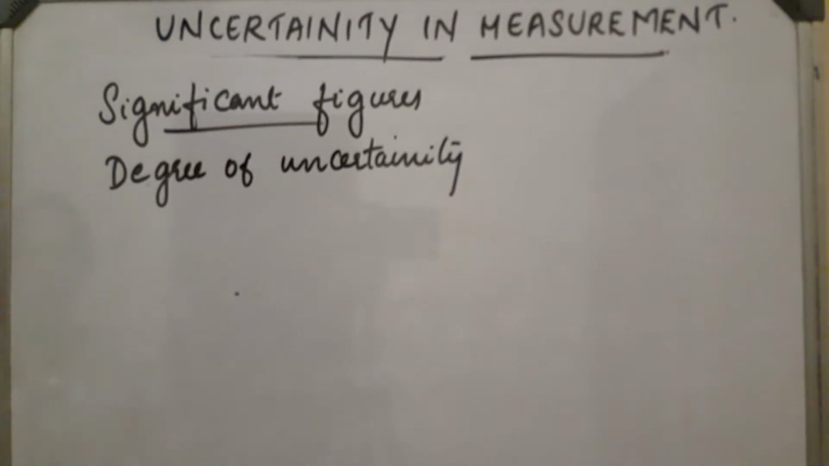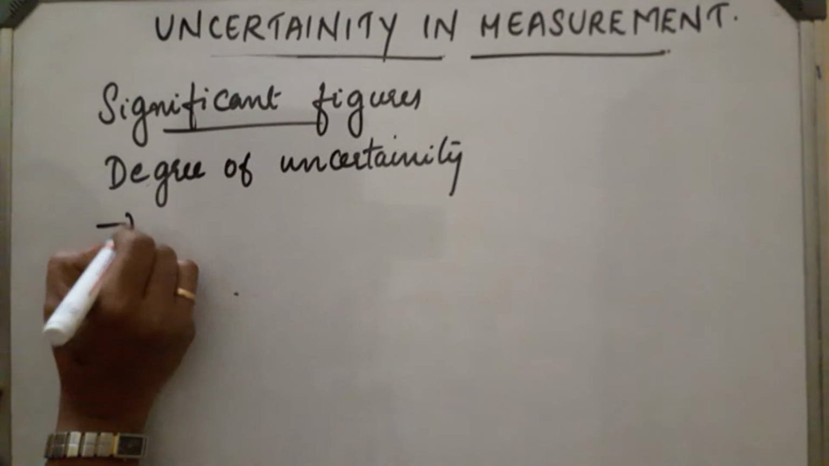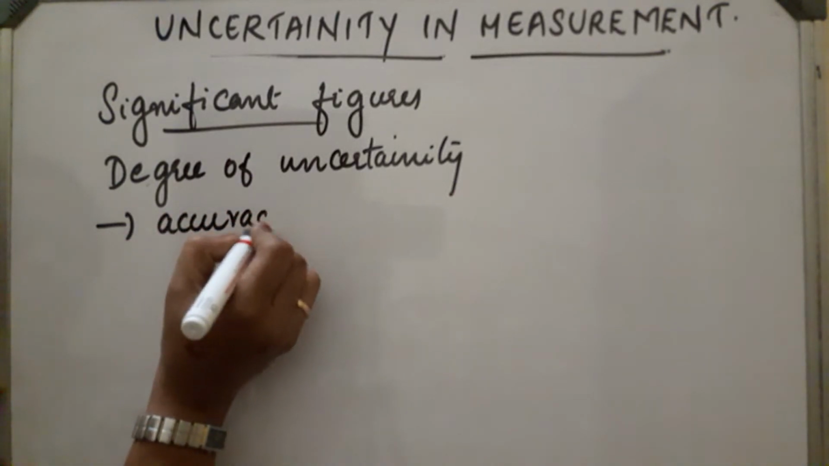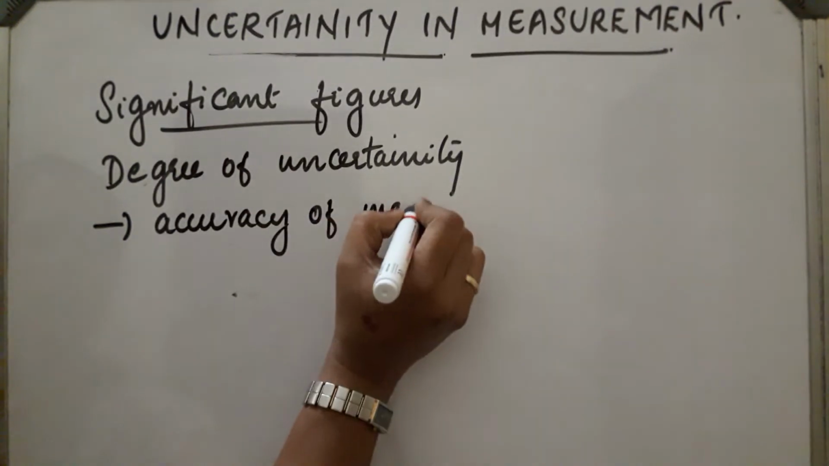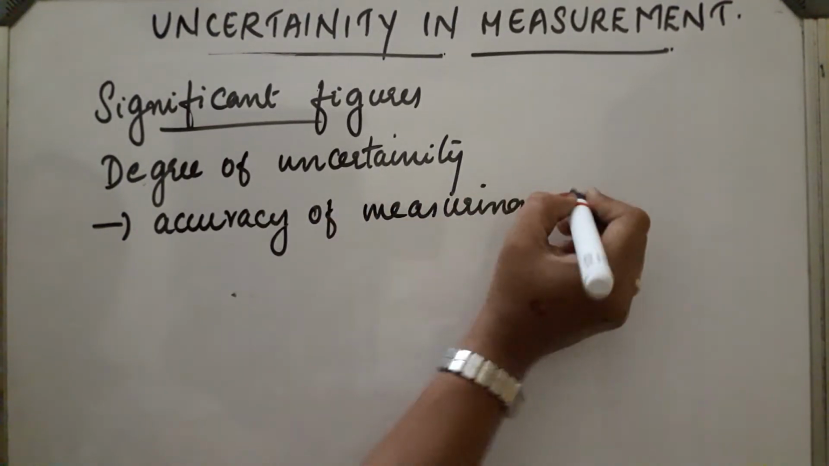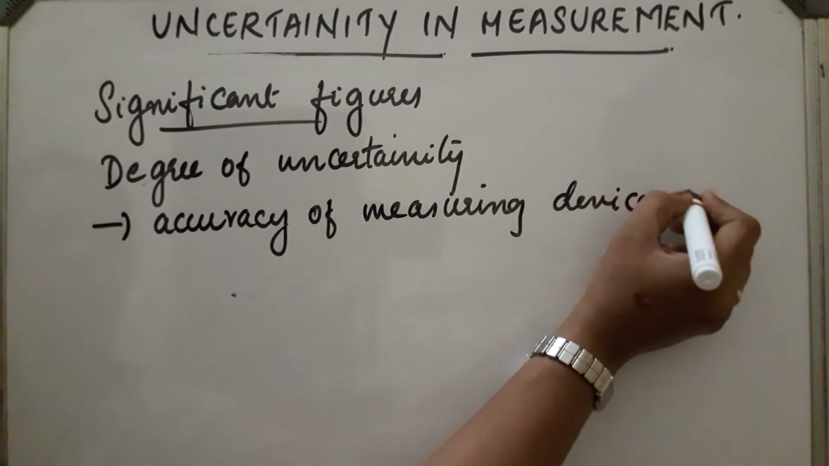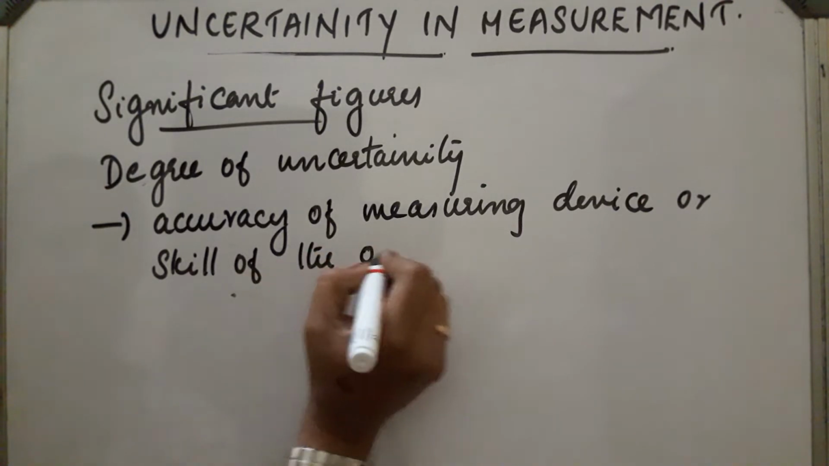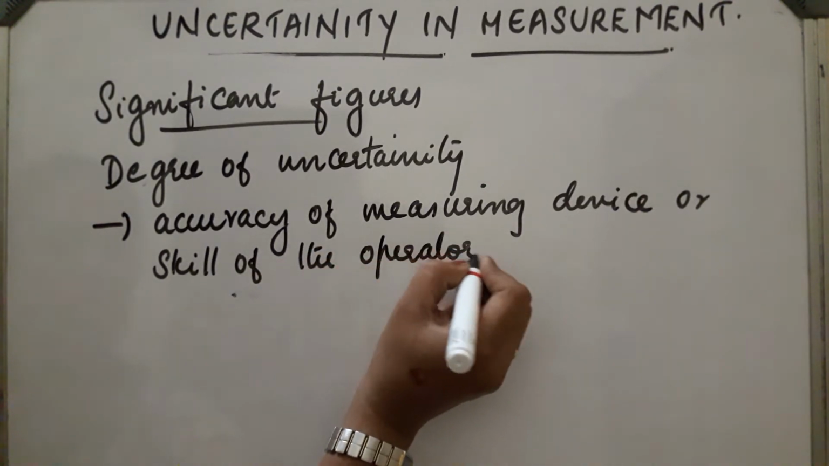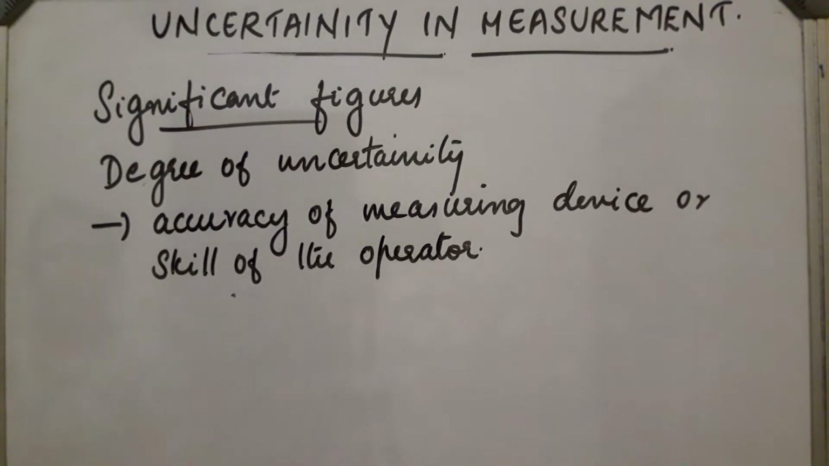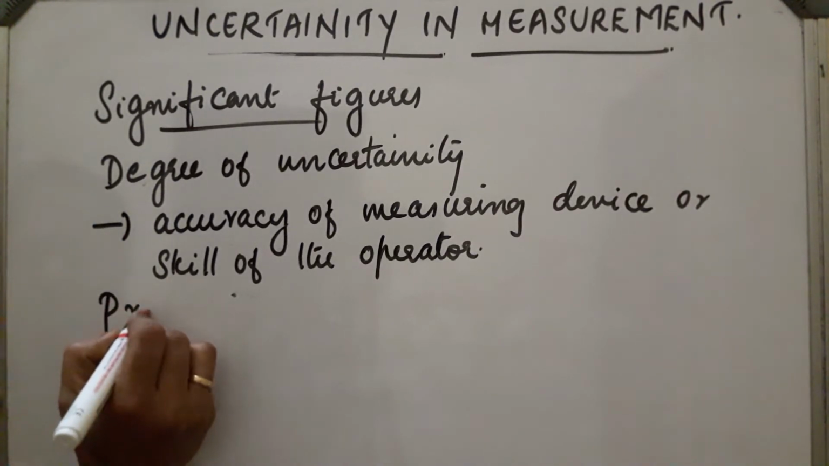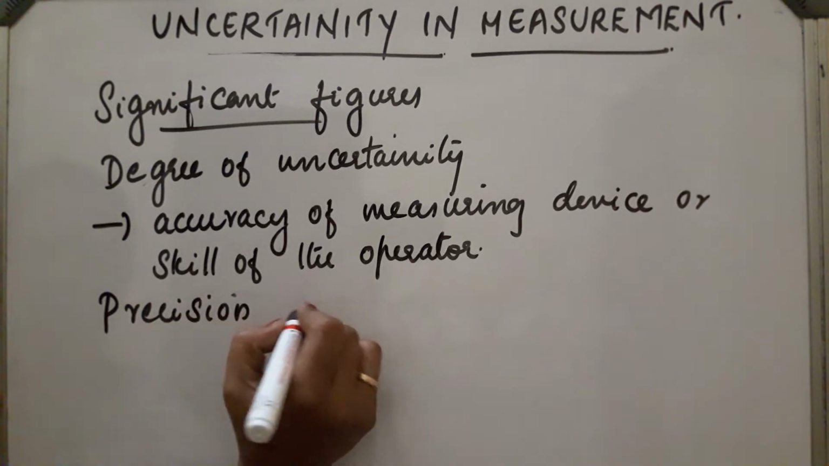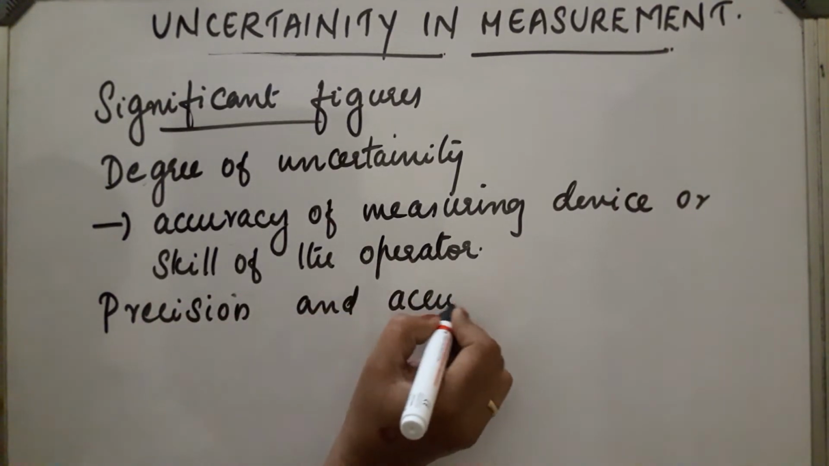The magnitude of this uncertainty depends upon the accuracy of the measuring device or the skill of the operator. So this value may be either precise or accurate. So what do we mean by precision and accuracy? Let us discuss precision and accuracy.